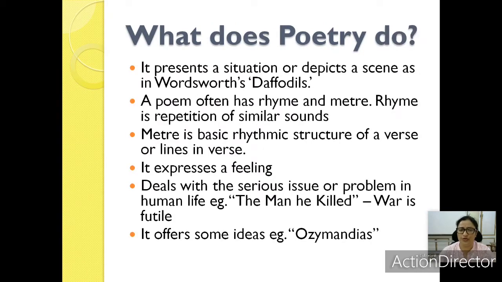Now, what does poetry do? It presents a situation or depicts a scene, as in Wordsworth's Daffodils. A poem often has rhyme and meter. These are the features, and what basically poetry does. Rhyme is repetition of similar sounds. So, twinkle, twinkle, little star, oh, I wonder what you are. Meter is the basic rhythmic structure of a verse or lines in verse. Rhythmic structure एक pattern follow होता है.